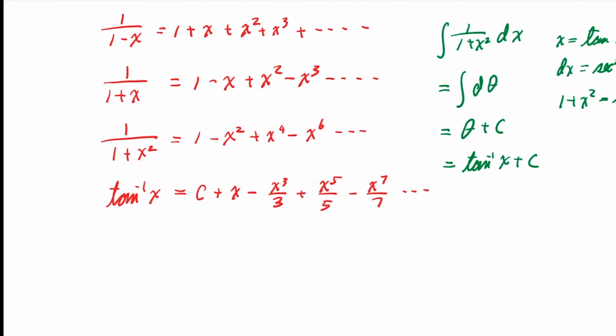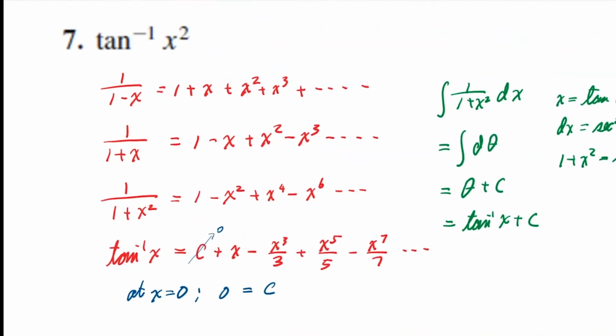Okay, initial value. At x equal to 0, on the left-hand side, what is the inverse tangent of 0? 0. And on the right-hand side, we have c and everything else dies. Oh, c is equal to 0. You get it? Okay, now, one last thing. You replace x with x squared again, and then that's what we want.